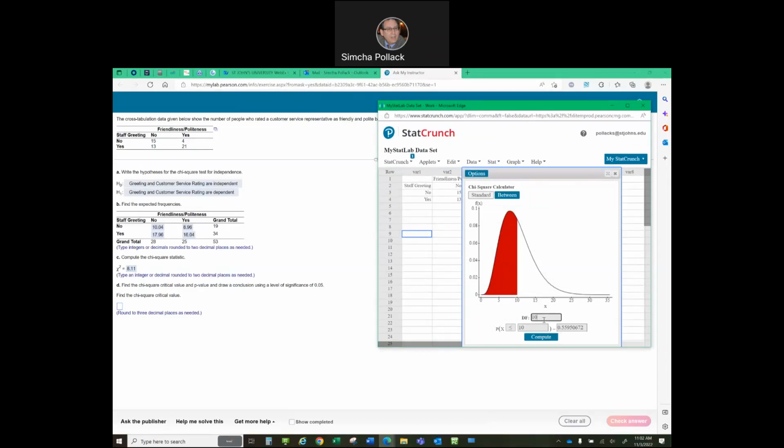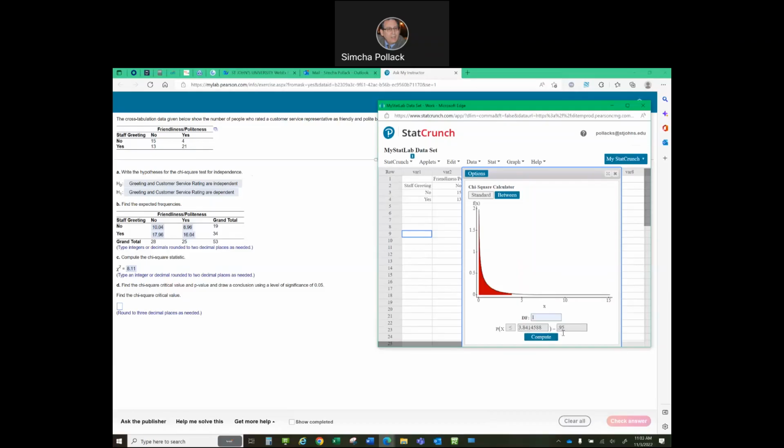This pops up. If you recall, there was 1 degree of freedom in this example, and it's really the number of rows minus 1 times the number of columns minus 1, so it's 2 minus 1 times 2 minus 1, or 1 times 1, or 1. We want this to be 95%. Remember, the alpha is 0.05. That means we want a 95% chance that whatever this number is is less than that number. And so you hit compute, and the answer is 3.84.